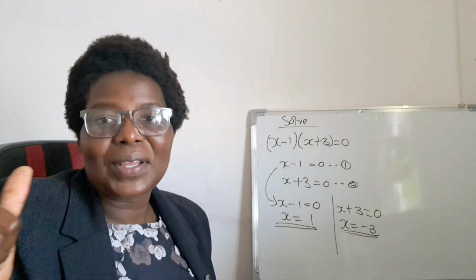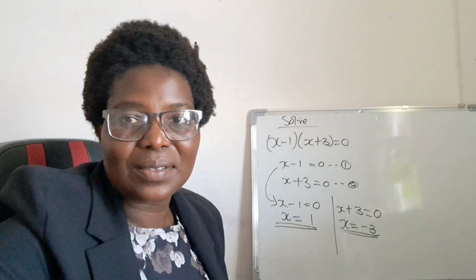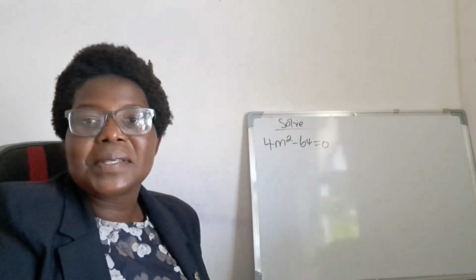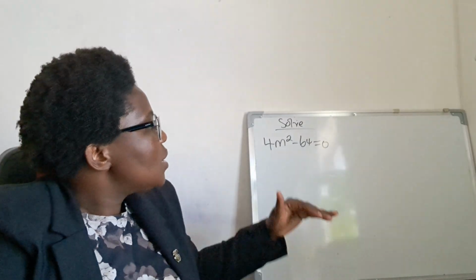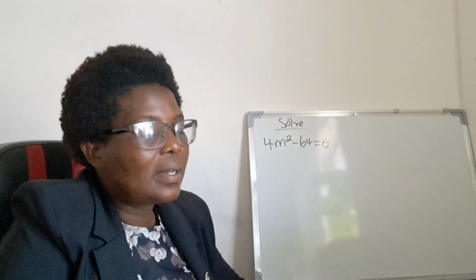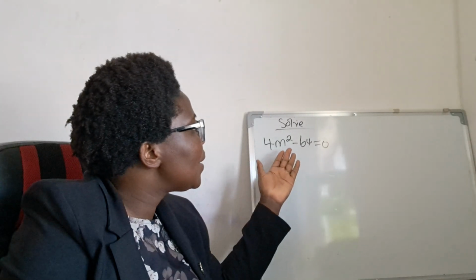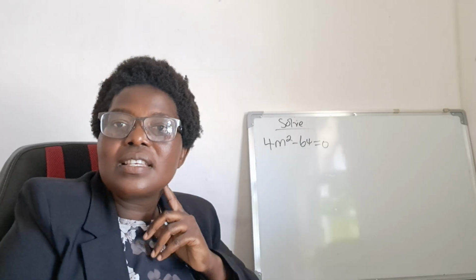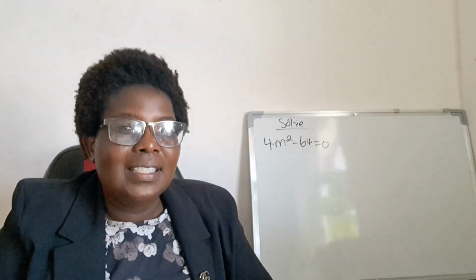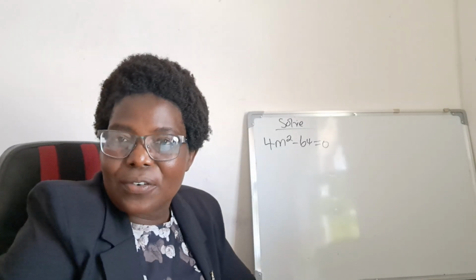So I think we have mastered it. Congratulations, you just got it right. Solving for x, for the missing number. So in this expression, we have m as our missing number, but we are given 4m squared minus 64 is equal to 0.